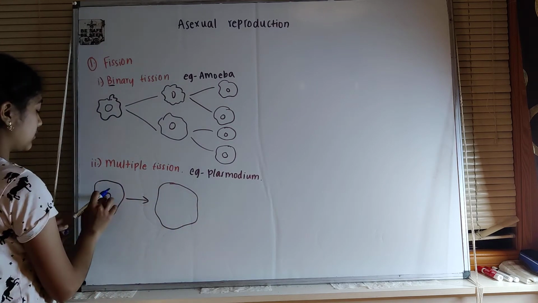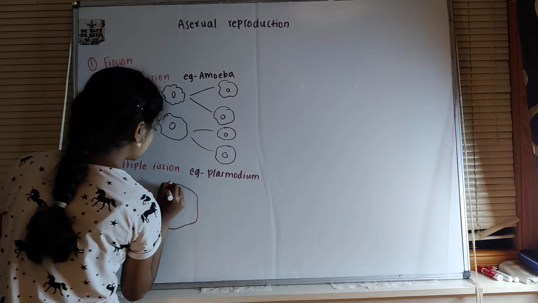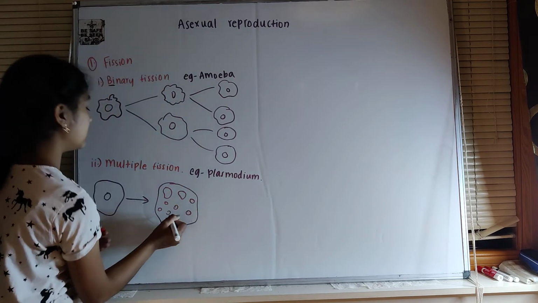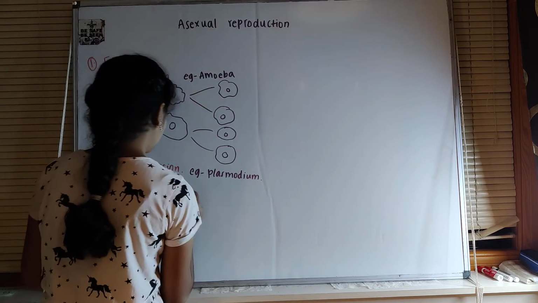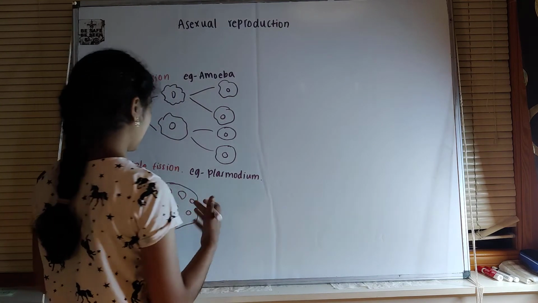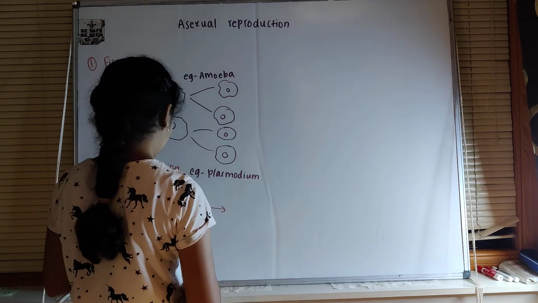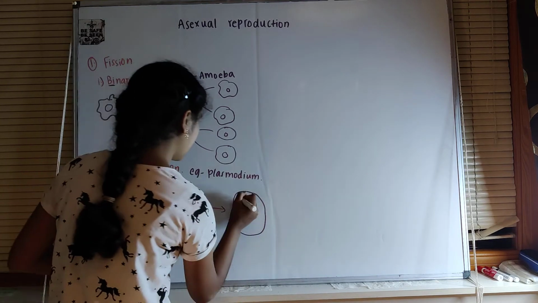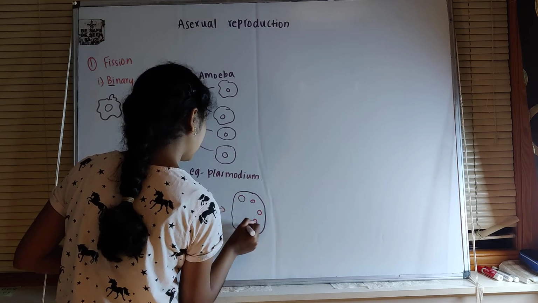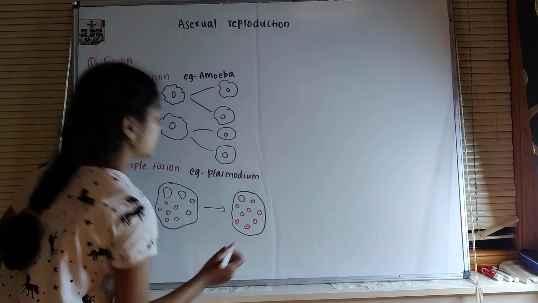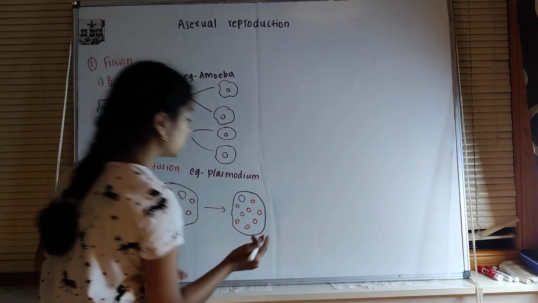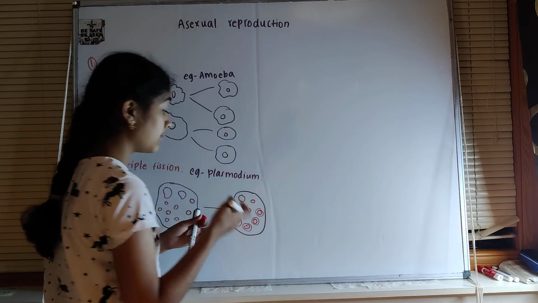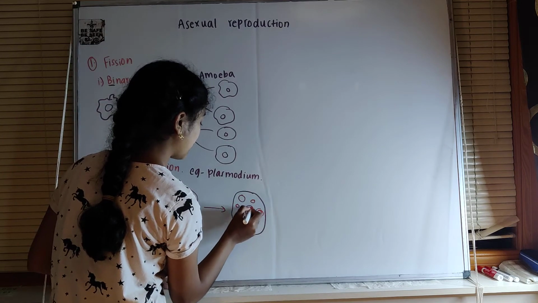The nucleus, so if this is a nucleus, the nucleus divides, so there are multiple nuclei in this particular cell. The next step is, the cell remains the same, and then there's a layer which is formed around the nucleus like this, another layer, and this is the cell membrane. This is the cell membrane of the particular nucleus that we're talking about.